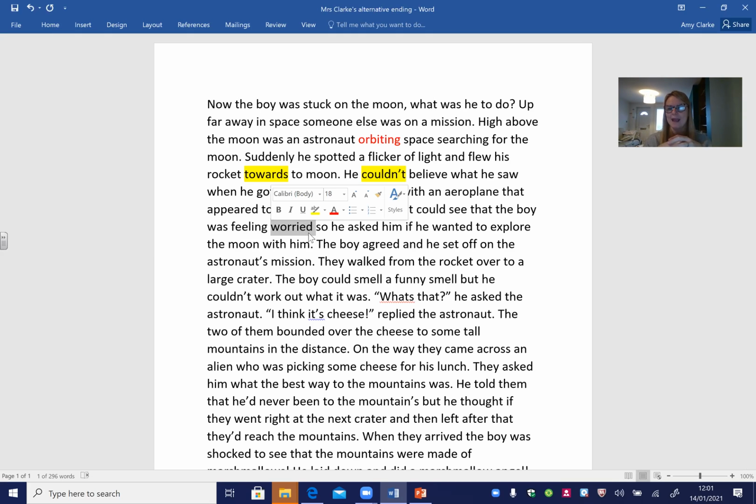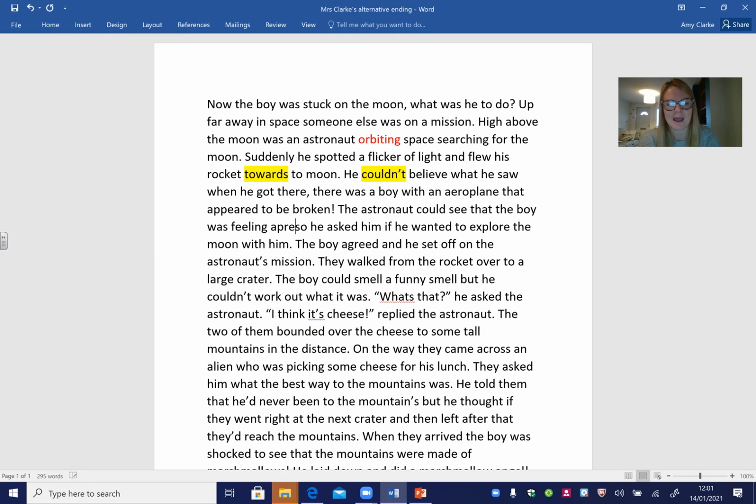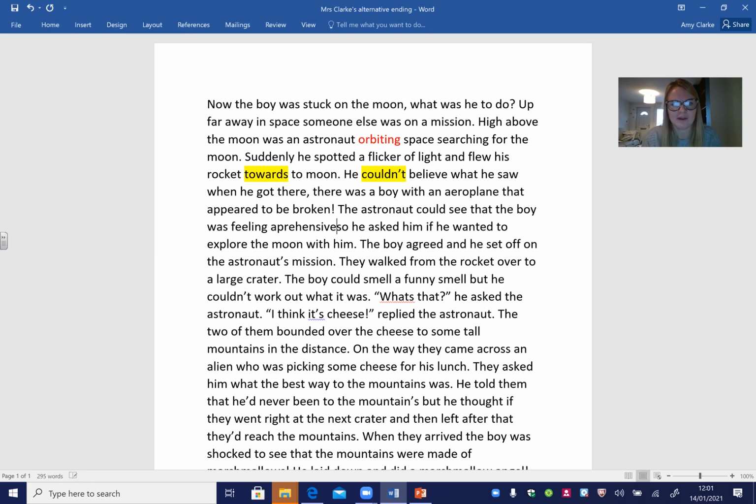Right, I wonder what you came up with. I wonder if you got the same one as me. I was going to use the word apprehensive, which means to be a little bit worried about what's going to happen to him when he's stuck on the moon. So apprehensive, really good word. And I'm going to put that in red so that we know that we changed it. The astronaut could see that the boy was feeling apprehensive, so he asked him if he wanted to explore the moon with him. Good. The boy agreed and he set off on the astronaut's mission.